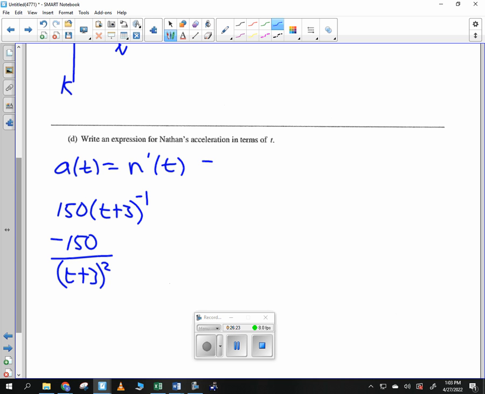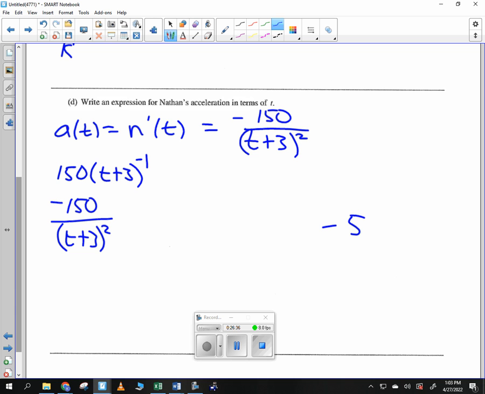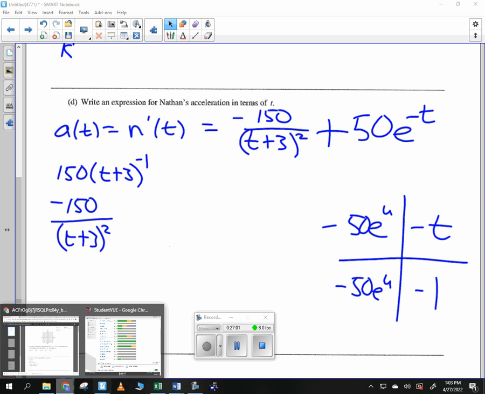So we've got negative 150 over t plus 3 quantity squared. And then we have to do the negative 50 e to the negative t. So negative 50 e, it's e to the u. You have negative t here. The derivative of negative t is negative 1. And then you have negative 50 e to the u. So we multiply them, those cancel. So it's a plus 50 e to the negative t. That is the derivative. All right, let's check the scoring guide, see how you did.